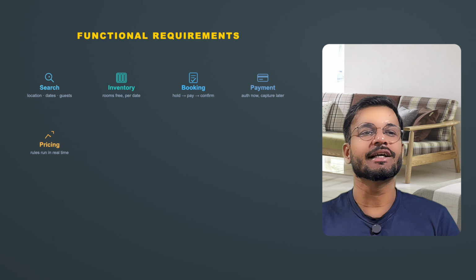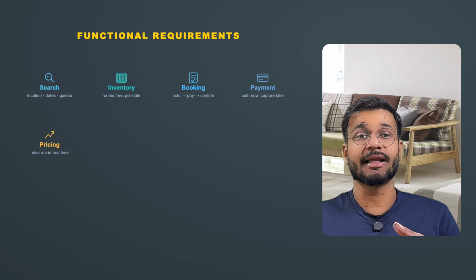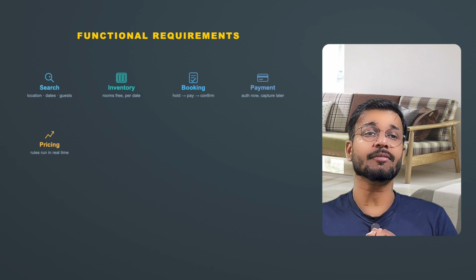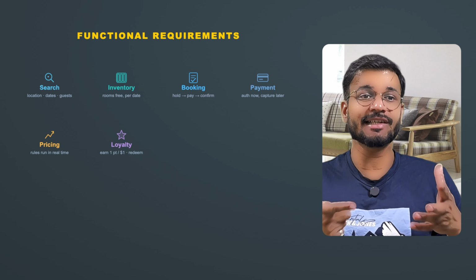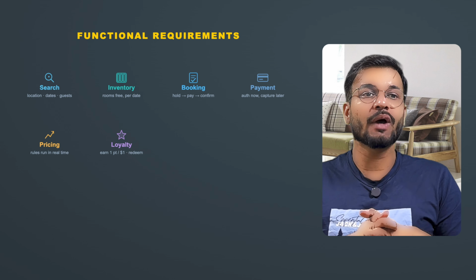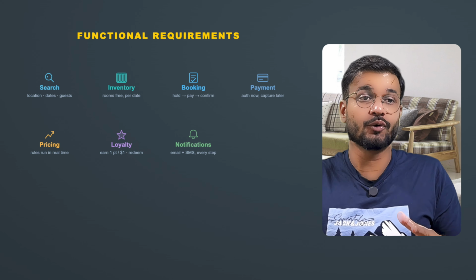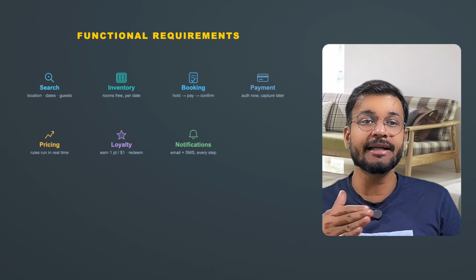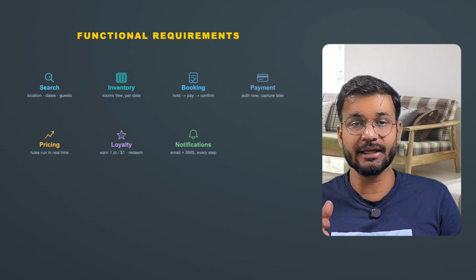Then the fifth is the pricing engine. Hotels do dynamic pricing. A room that costs $200 on Tuesday costs $400 on a Friday in peak season. The pricing engine needs to evaluate rules in real time. Then the sixth is loyalty points. If you have a rewards membership, your points need to be calculated and applied at checkout. Then the seventh is notifications: booking confirmations, reminders before check-in, cancellation notices, all via email and SMS.